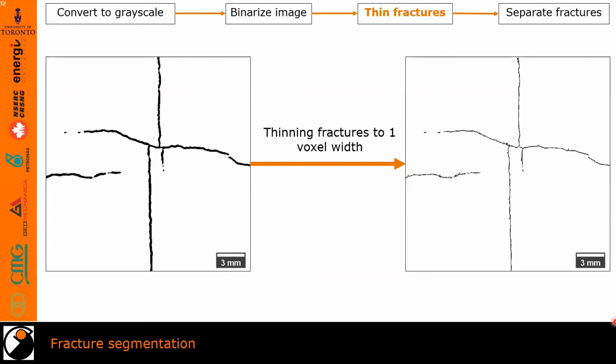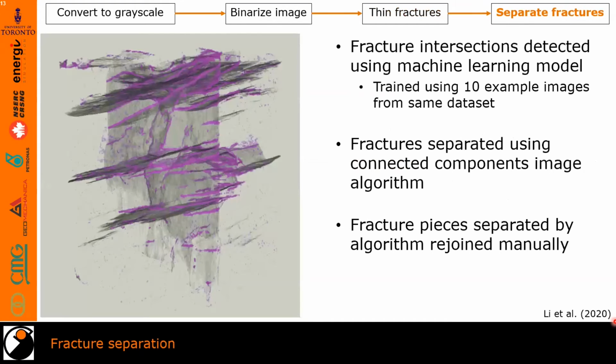We also needed to separate the individual fractures from the network. And this was achieved by using a neural network architecture called UNet to determine the intersection of the fractures. So this is the separation work that we did prior to what May has presented today. And this was achieved by training the model on 10 images from the image set with the intersections marked. And this produced another set of images containing the detected intersections, which we used to separate the fractures.